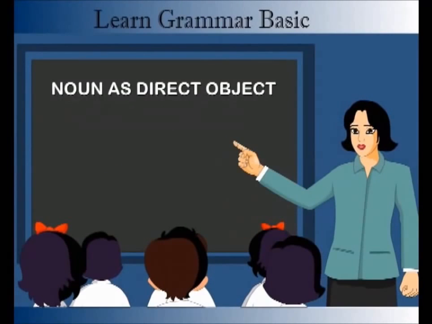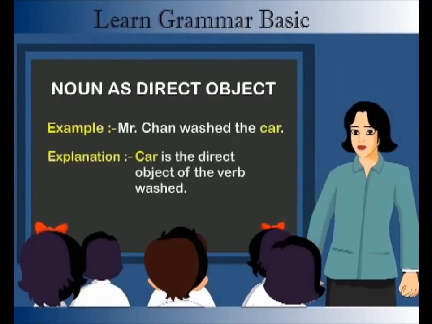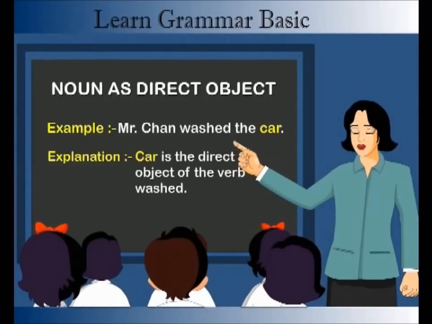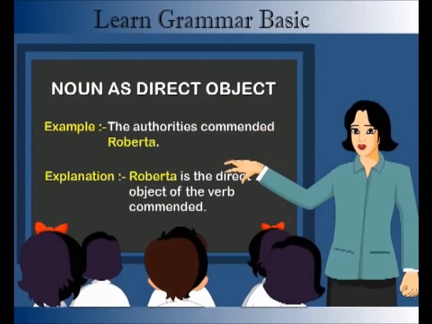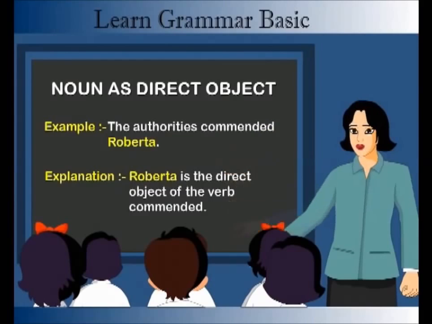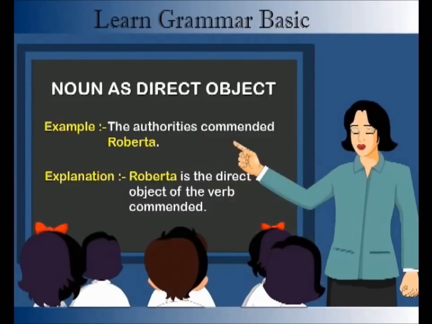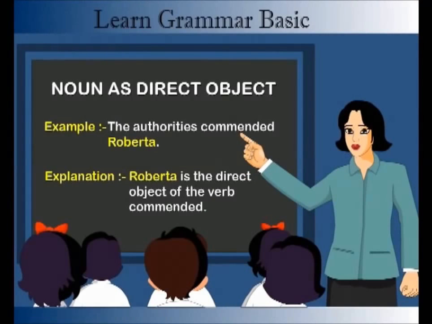Noun as direct object. Example: Mr. Chan washed the car. Explanation: car is the direct object of the verb washed. Example: the authorities commended Roberta. Explanation: Roberta is the direct object of the verb commended.